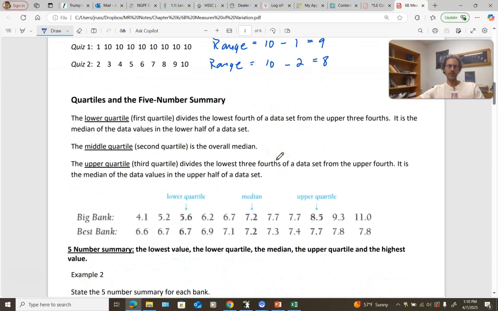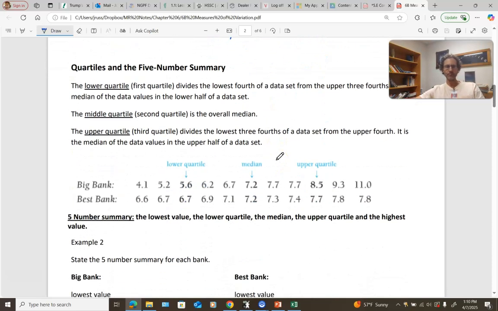All right, so let's talk about something else. So when we have a data set, we like to use this. It's called a 5-number summary. So it's 5 numbers that describe the data set. One of these we've already talked about, and it is the median.